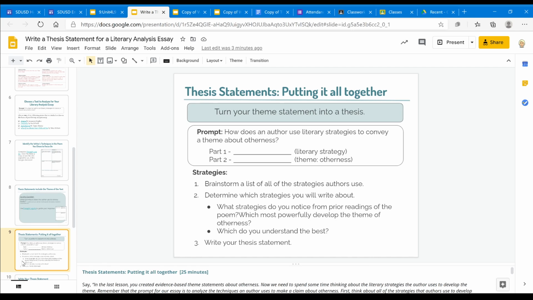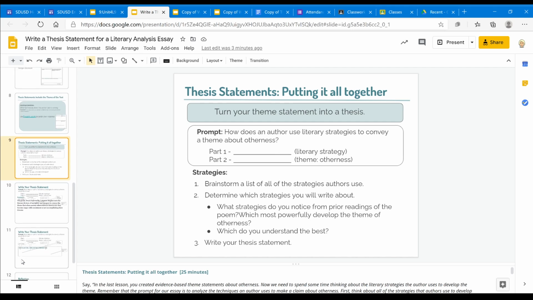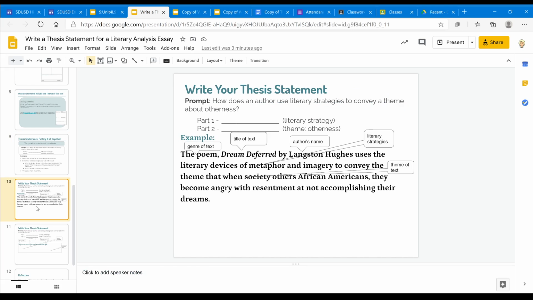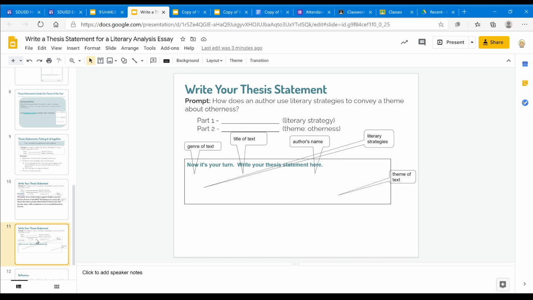After you've done all that, write your thesis statement. Look at the strong and weak samples on slide 5 for models and slide 10 for my example. Now it's your turn. Pause this recording to write your thesis.